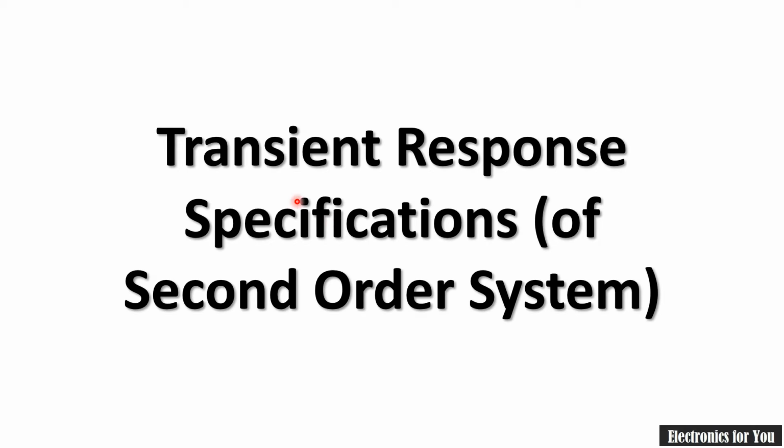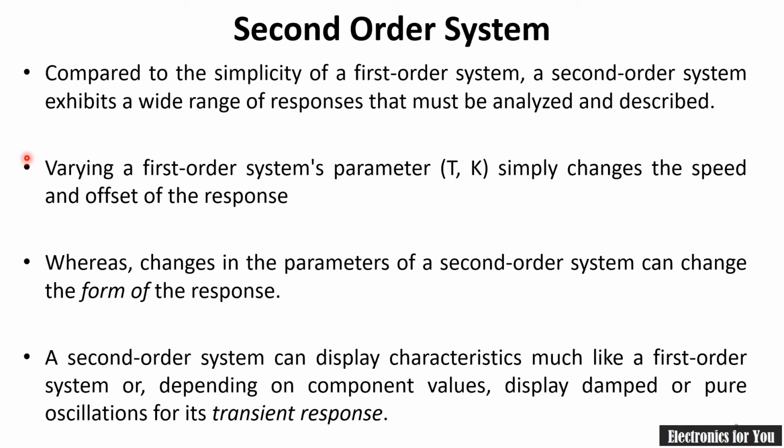Friends, in this video I will explain transient response specification for a second order system. Note here that it is just a transient response specification, but generally we consider it for the second order system because in our previous video I explained the first order system in detail, and after that I took some examples of the first order system. In the first order system, we generally calculate K and T, that is the DC gain and time constant.